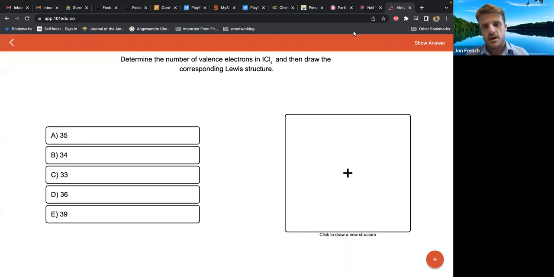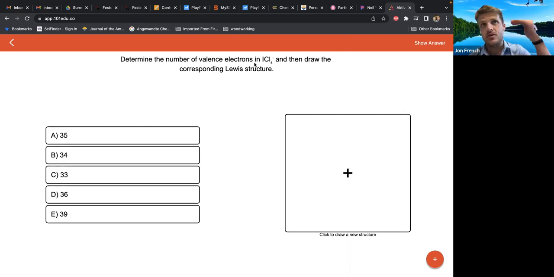One last question to show how to use this program. Determine the number of valence electrons in iodine tetrachloride, and then draw the corresponding Lewis structure. For this question, iodine is a halogen, so it has 7 valence electrons. Chlorine is also a halogen and has 7 valence electrons. We have 4 chlorines, so that's 28 electrons from chlorine, 7 from iodine.